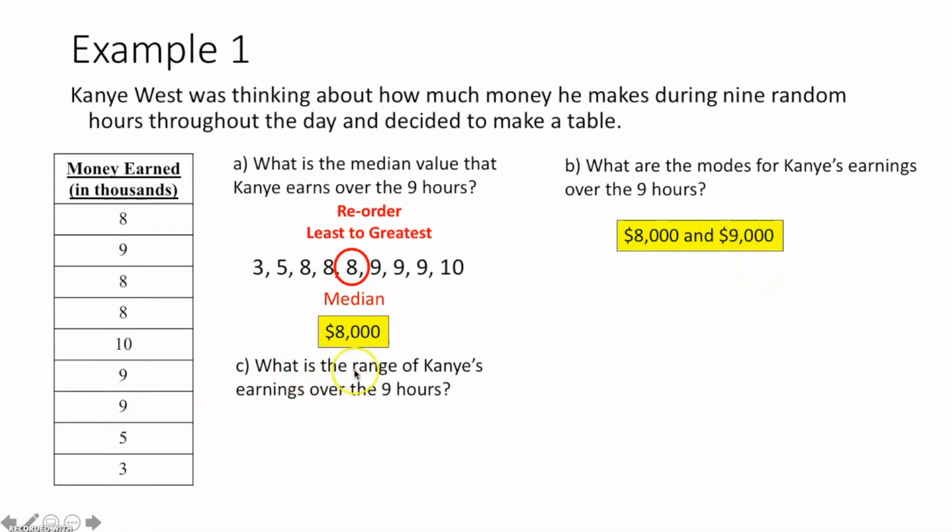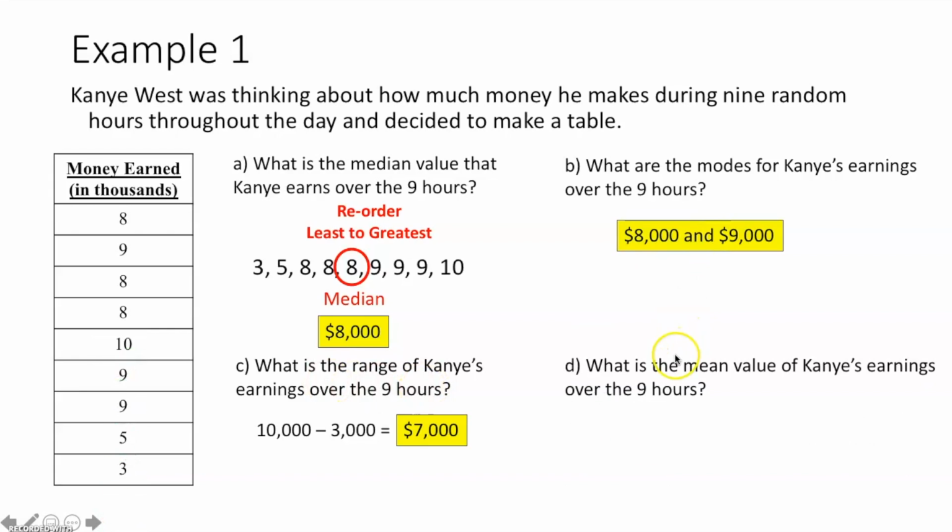Part C, what is the range of Kanye's earnings over the 9 hours? Well, the greatest amount that he earns is $10,000. And the least amount that he earns is $3,000. So if we subtract those 2 values, we get $7,000. That's the range of Kanye's earnings over that 9 hours.